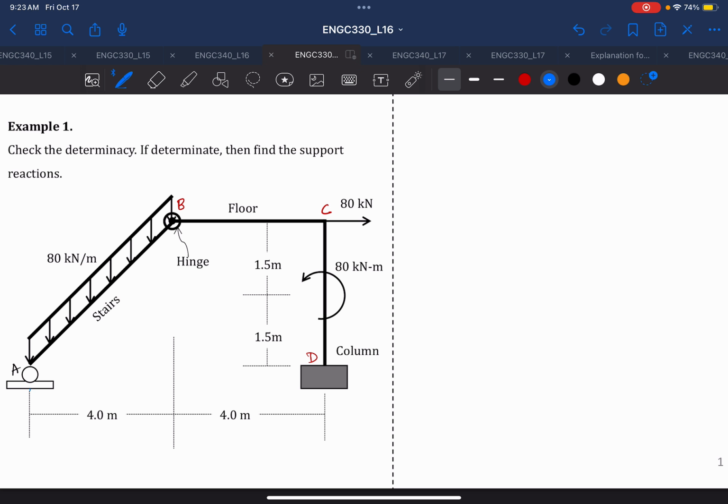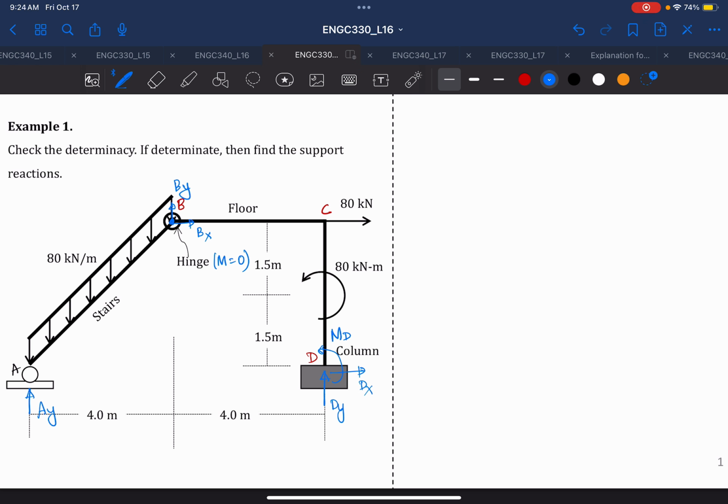In this case, A is a roller, so it will have only one reaction, and D is a fixed support, so it will have three reactions: dy, dx, and a moment md. And this is an internal hinge, and because it is an internal hinge, the moment will be equal to 0, which means that it will have only two reactions, bx and by.